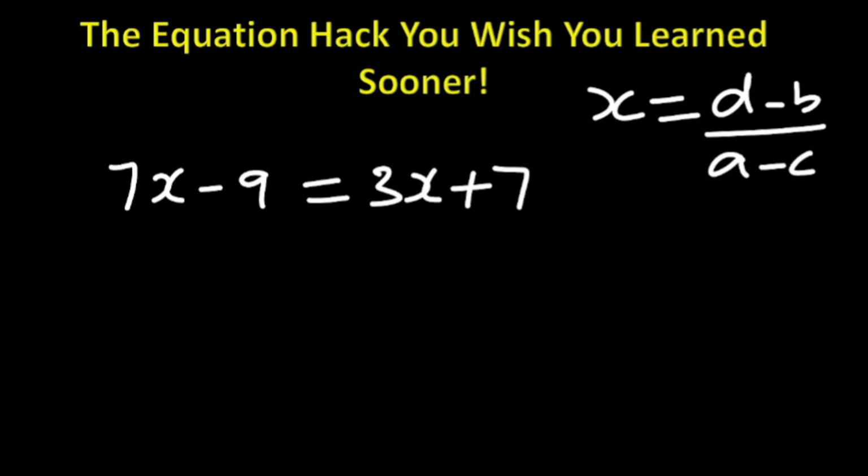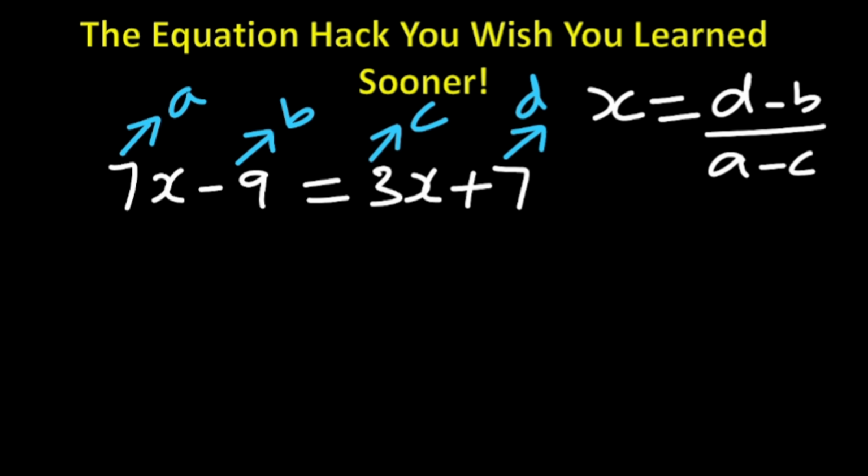To find that again, we need to know the values of a, b, c, and d. So let's write down the values of a, b, c, d from this equation. As you can see, a is 7, and then b is negative 9, c is 3, and then d is positive 7. Alright, so let's plug this in the given formula, which is x equals d minus b.